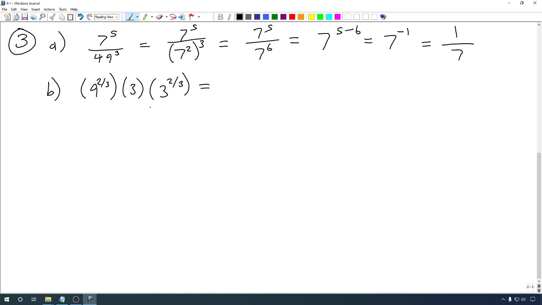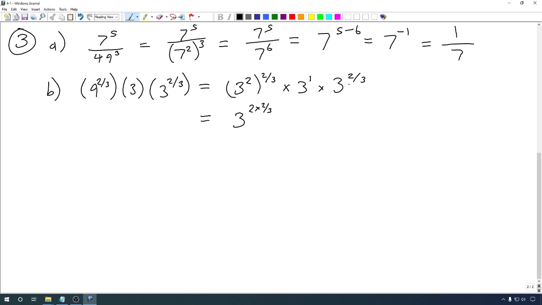So if we have a base of 3 on the other ones, we'll go ahead and convert the 9 to a 3 squared. So we have 3 squared to the 2/3 power. That's our first one here. Then we'll multiply that by 3. And we're going to multiply that by 3 to the 2/3 power. Well, 3 squared to the 2/3 power is the same thing as 3 to the 2 times 2/3 power. That will be that first exponent there. But then we also have, this is actually 3 to the 1st power. Remember, everything is itself to the 1st power.